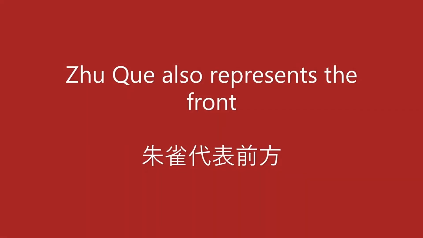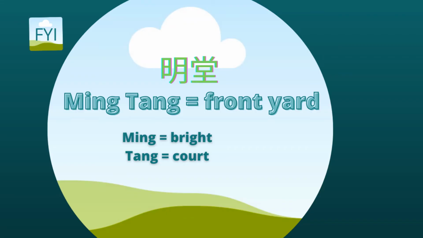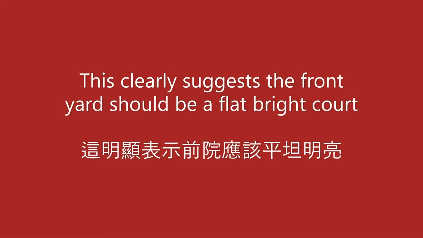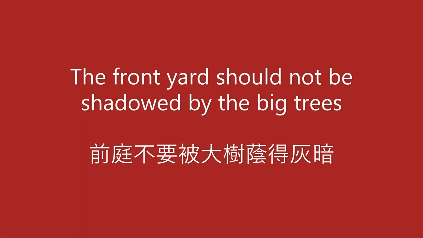It's called 明堂 in Feng Shui concept. 明 is bright, 堂 is court. This clearly suggests the front yard should be a flat, bright court. That would signify the residents have a bright future without impediment. The front yard should not be shadowed by the big trees.